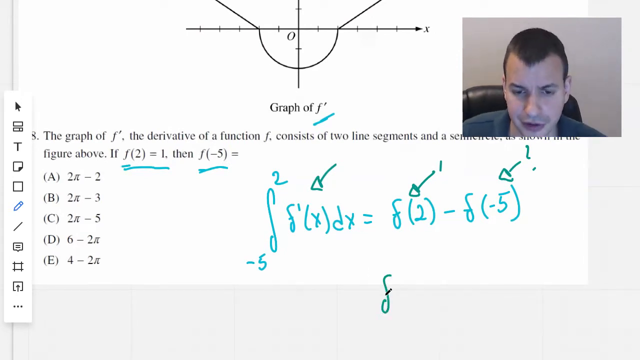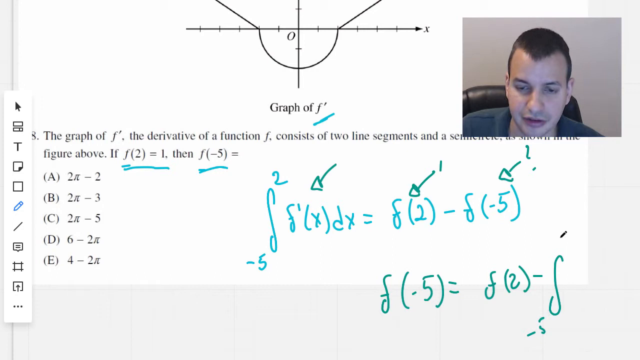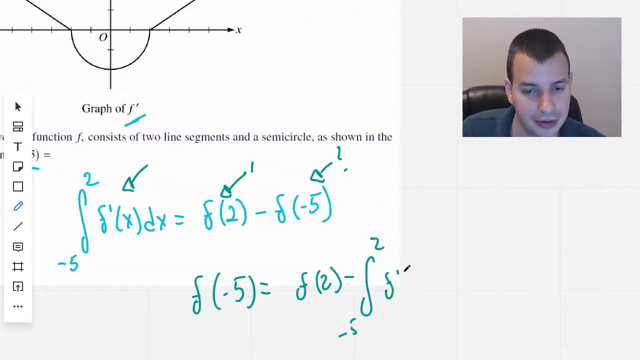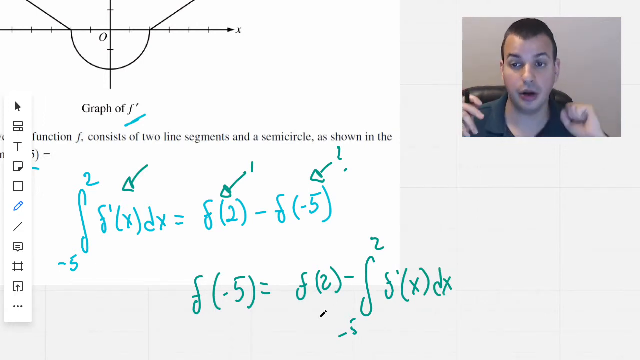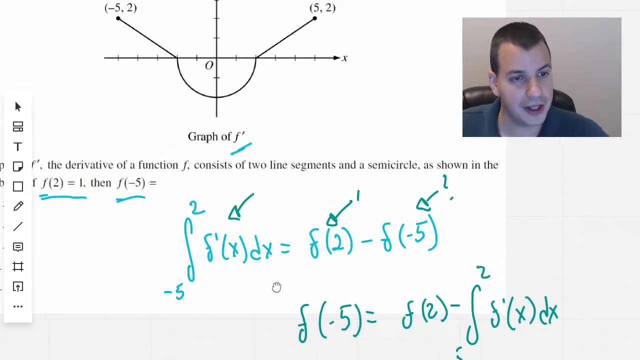So I'm going to rearrange it first and then solve. Moving it to the other side, we have f of 2 minus the integral from -5 to 2 of f prime of x dx. Now I kind of made that easy. I'm like, oh, this is where I went. It's not easy, and I understand.